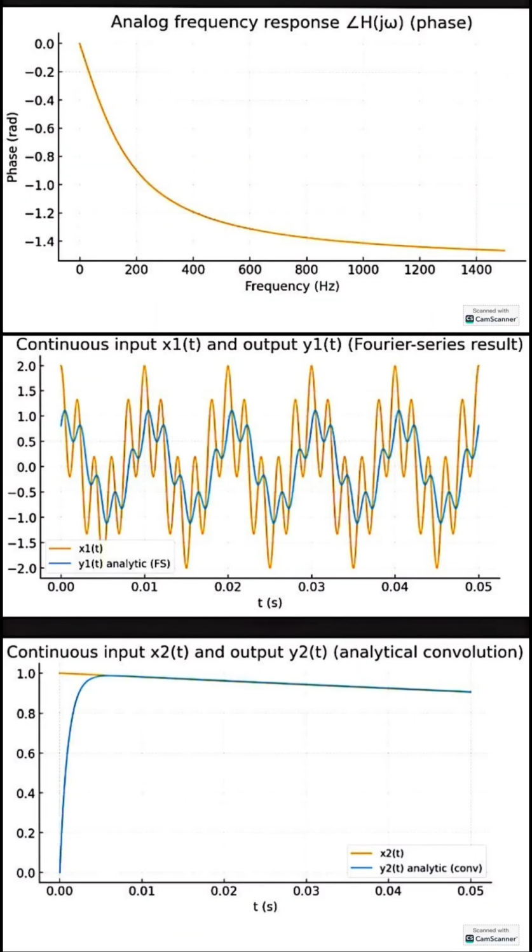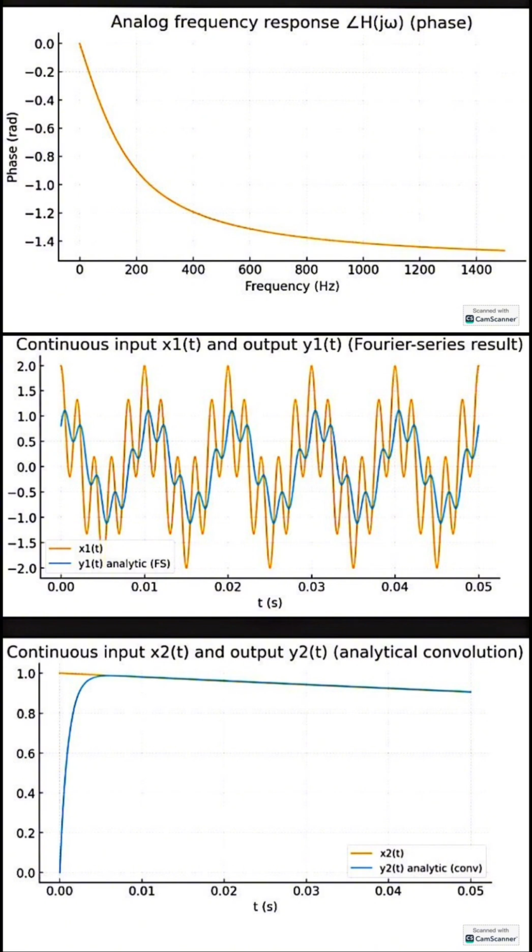And we come to the fourth one, the phase response, angle h of omega. It shows that the phase decreases gradually with frequency, typical for real pole low pass filters.